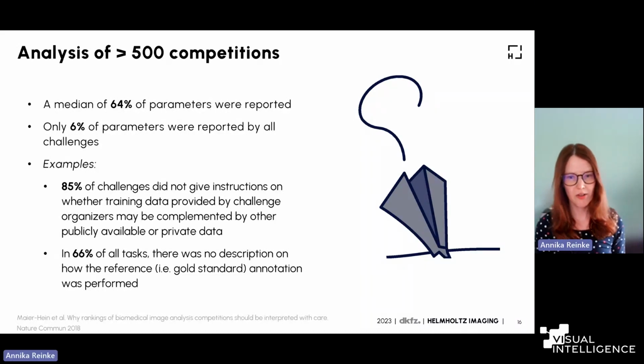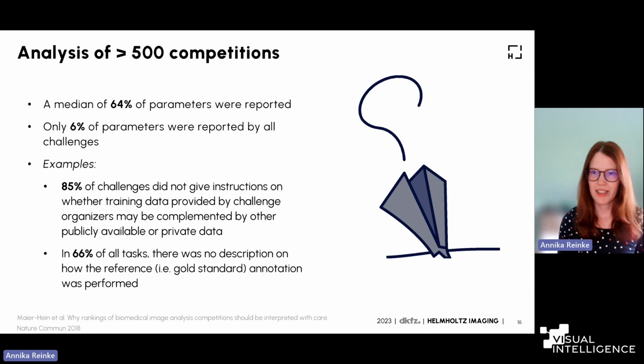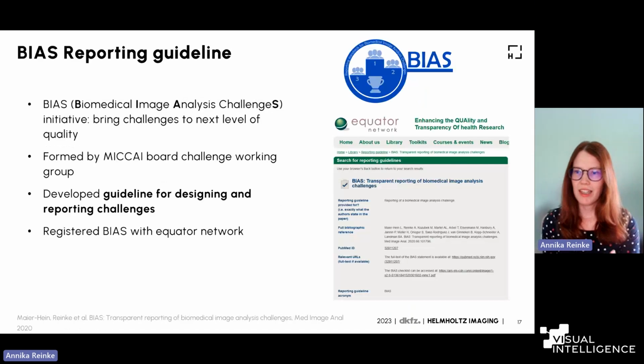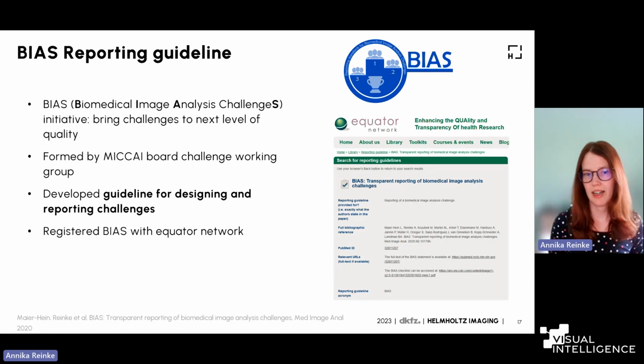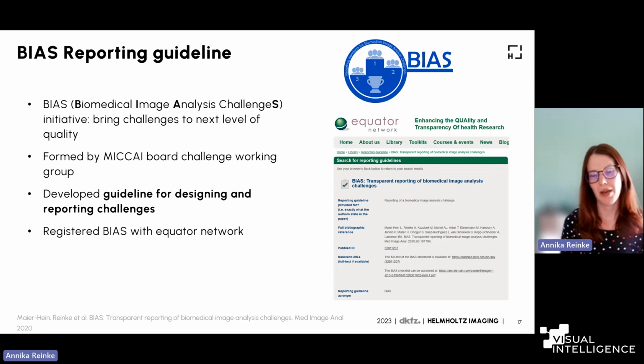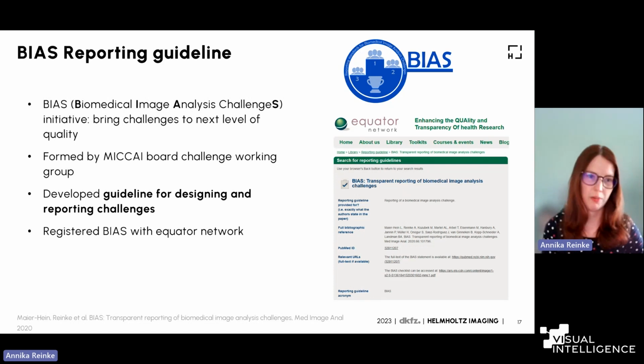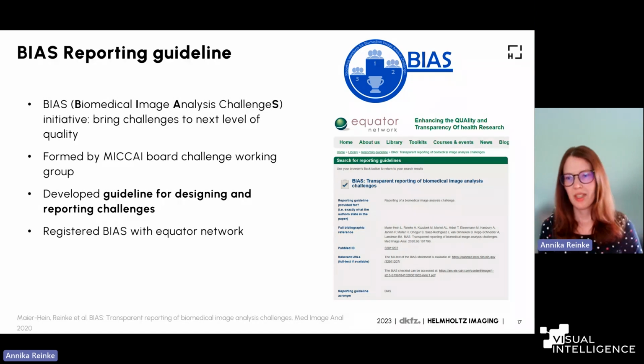So how could we solve this? We had a look at how this is done in other communities, and we saw that for clinical trials, for example, you often have reporting guidelines. And we did the same. So first we founded the Initiative on Biomedical Image Analysis Challenges, short BIAS, with the goal of bringing challenges to the next level of quality. And then we worked on this reporting guideline.